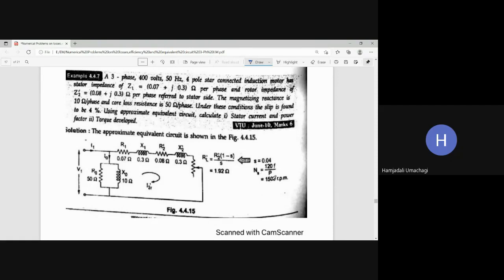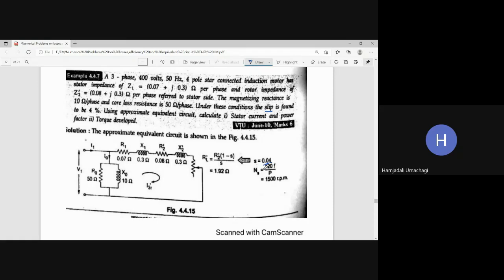And with this, the slip s is equal to Ns minus N divided by Ns. So using that we should calculate the slip value. Sorry, the slip is already given here, no need to calculate. The slip value is 0.04, that is 4%, meaning slip s is equal to 0.04.